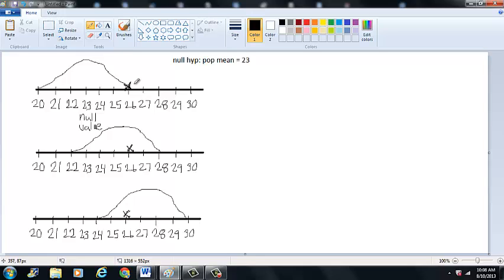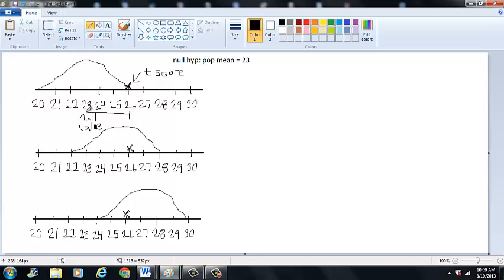So the only way we can calculate exactly how extreme 26 is in this situation is if we calculate a t-score for our sample mean. And we have to use the formula for the t-score of a one sample t-test. What this formula will give us for a t-score is the number of estimated standard errors between the null value, the population mean that we're testing, and the mean of the sample that we found at 26.